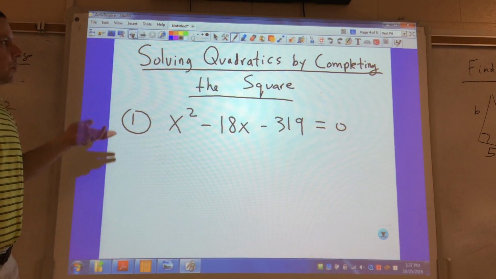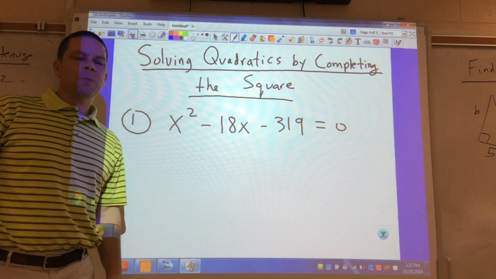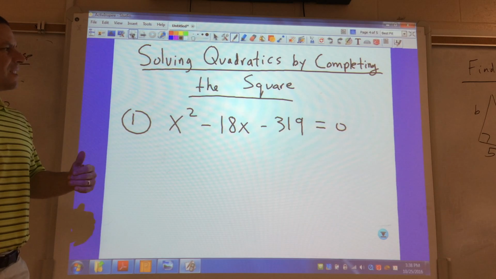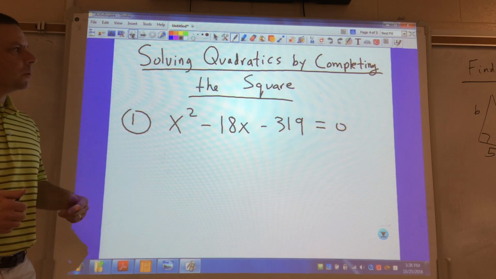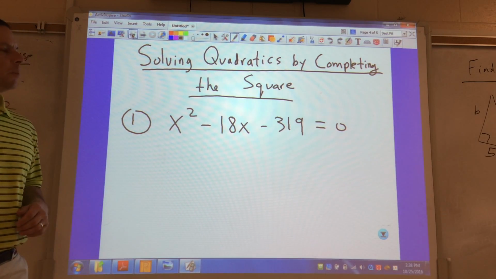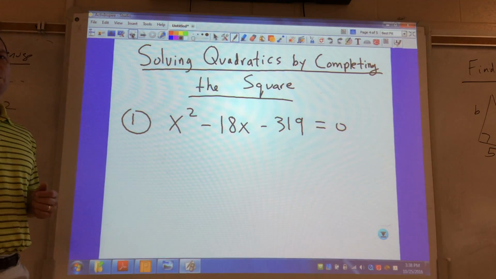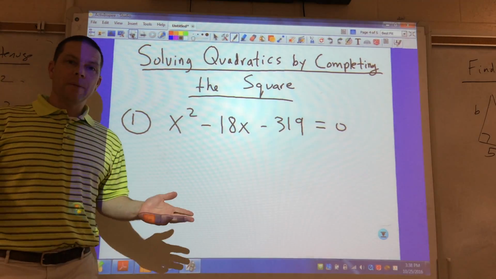Okay, well, I want to do two quick examples of solving quadratics by completing the square for you. We've already been through a discussion about perfect square trinomials and how you create them, how we use them in completing the square, but a student was asking for a couple of examples he could refer back to on his homework, so you got to give the people what they want.